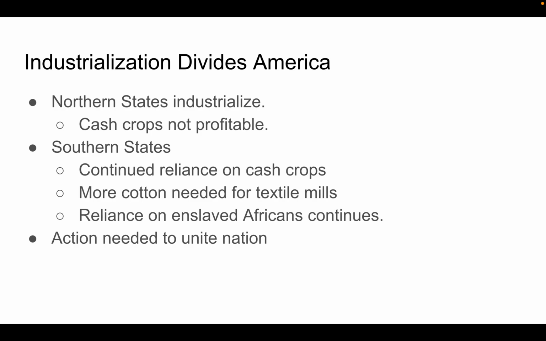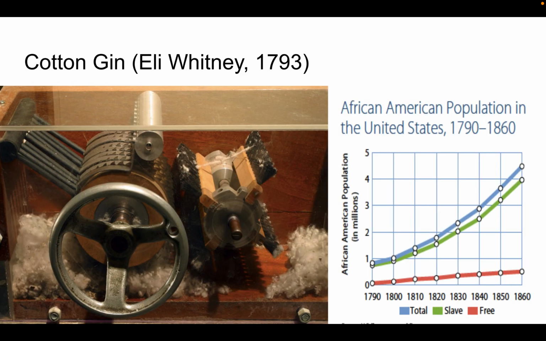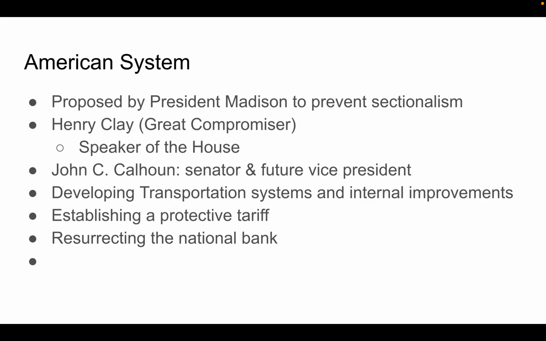And even from the early 1800s, politicians start to realize this, right? And they realize that action is needed to unite the nation. All right, and so what they do is some politicians in Congress propose what's called the American System, which was supported by the president at the time, President James Madison. And it's organized by two people, Henry Clay, who was the Speaker of the House, which is the leader of the House of Representatives.